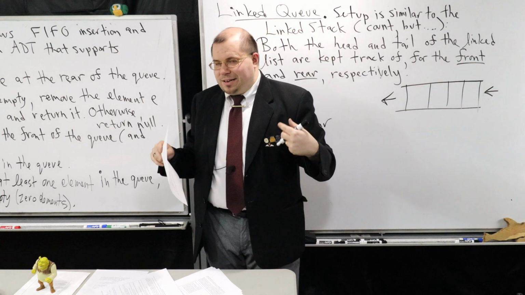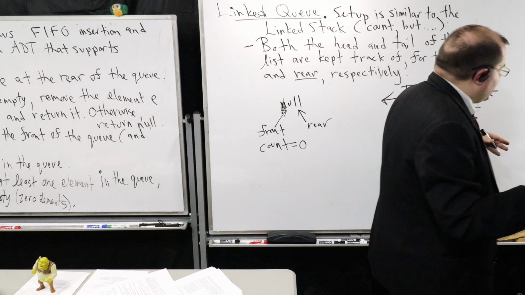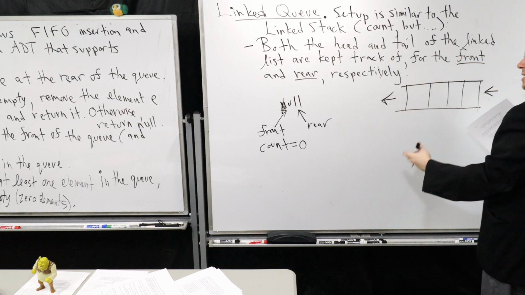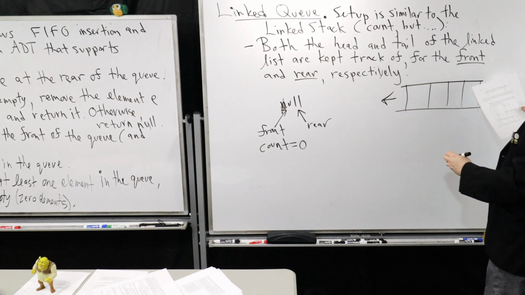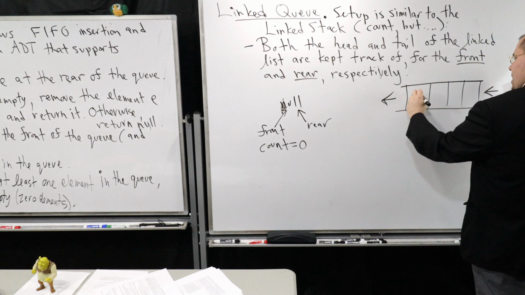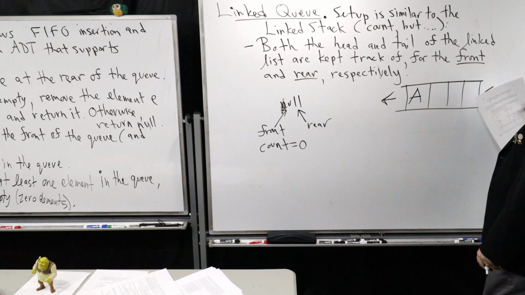But keep in mind that it's just a line. Whatever's the leftmost spot closest to the front, that is the front. So I'm just going to start off by enqueuing an element called A.